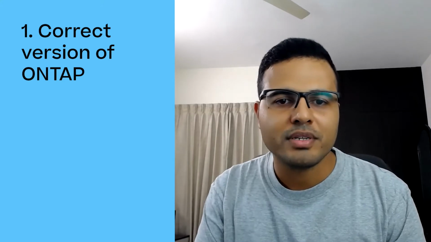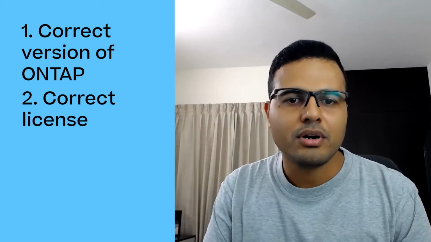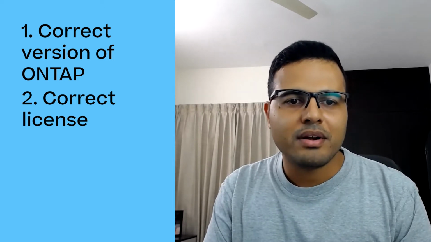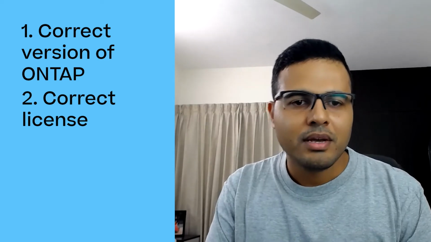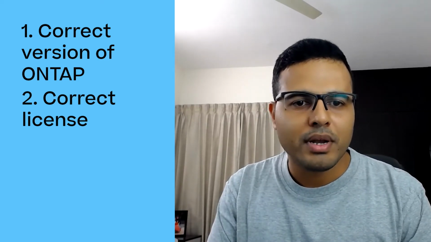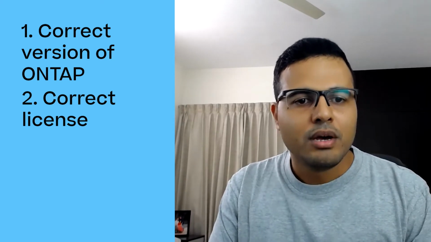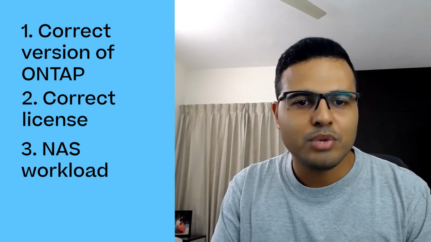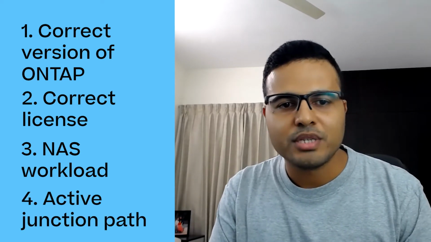So first and foremost, you must have the correct version of ONTAP running, which is ONTAP 9.10.1 and later. You should also ensure that the correct licenses are installed for your ONTAP version. Now 9.10.1 requires a multi-tenant key management license. ONTAP 9.11.1 and later requires an anti-ransomware license to be installed. You also need to ensure that there is a NAS workload with clients configured, and the volume to be protected must have an active junction path.